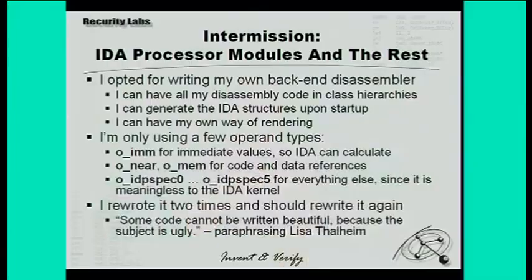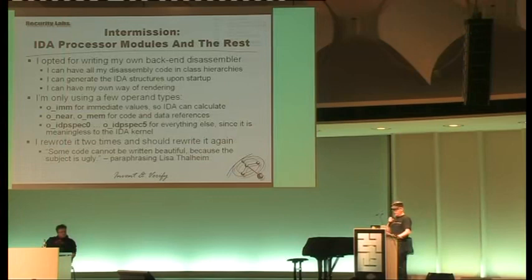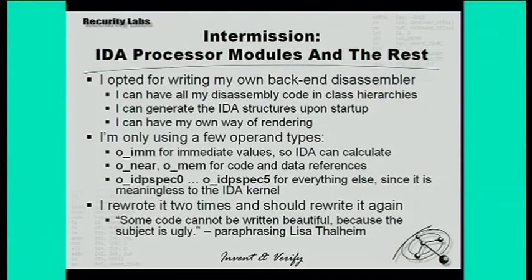So I opted to essentially do two things: write my disassembler completely in Python, but completely independent, and have the IDA data structures created on startup, so I don't have to deal with IDA's quirks. And I can actually have classes that represent instructions and stuff. I'm only using the operand types in IDA where IDA doesn't try to be smart. There's the IDA spec 025, which essentially means please leave it alone.